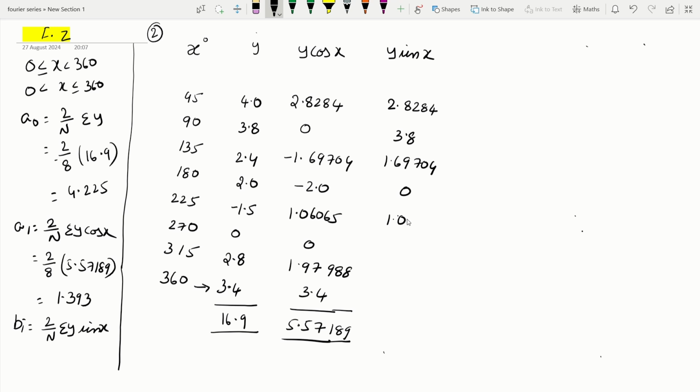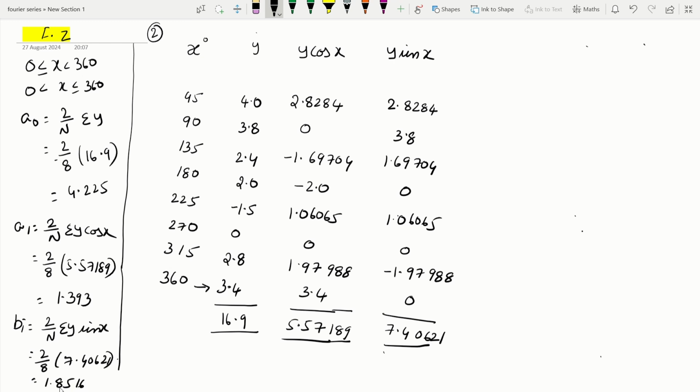1.06065. Minimum 4 to 5 decimals, please fix your calci for that. Minus 1.97988. And this will be 0. If I calculate the sum, I am going to get 7.40621. Then immediately I can calculate 2 by 8 into 7.40621. Then what is the B1 answer? After calculating, B1 is 1.8516. I got it. Okay.